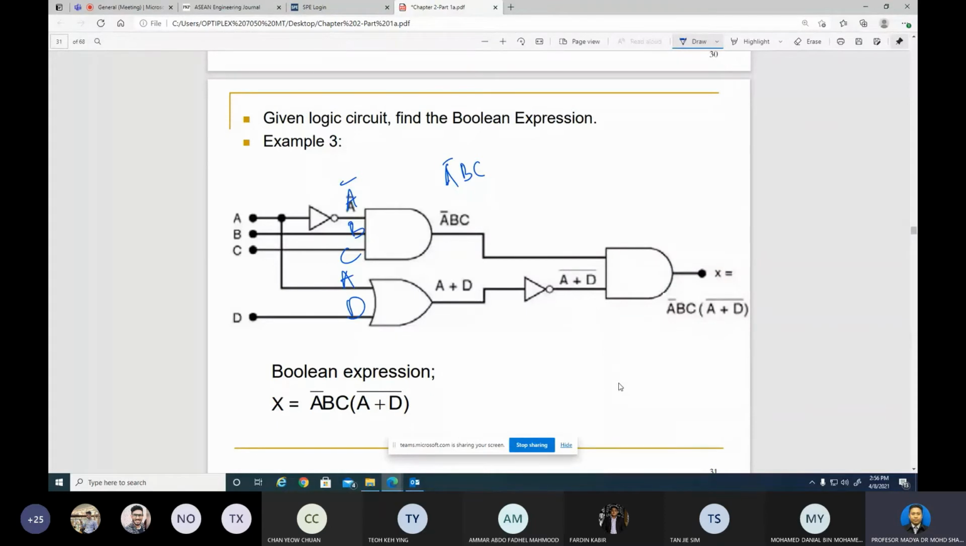Right, so here will be the invert. A plus D bar. Okay, it will be shared. We share the bar, and it's not a separate bar. This bar, okay, and then this multiply. So A bar B C multiplied by A plus D bar. Right, so this is the answer for this one.